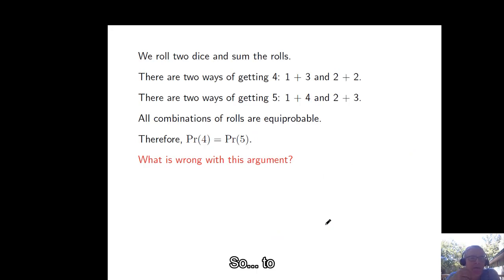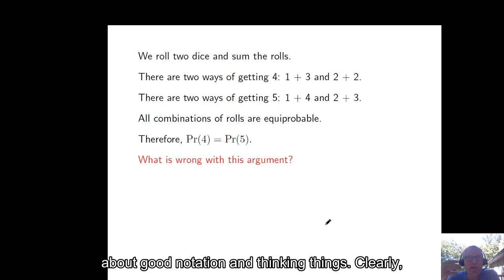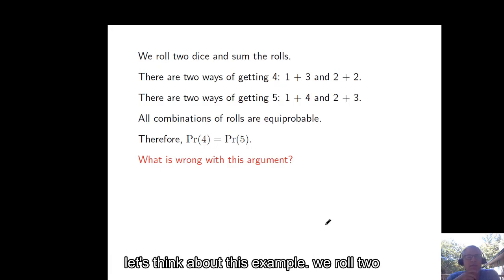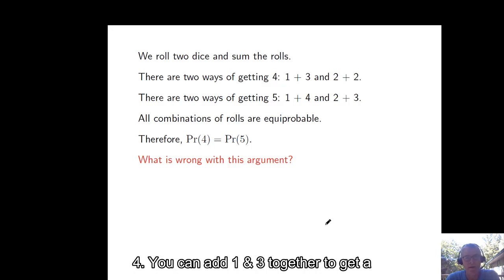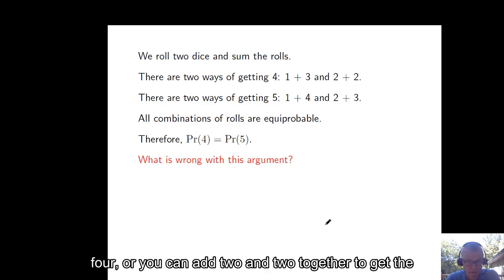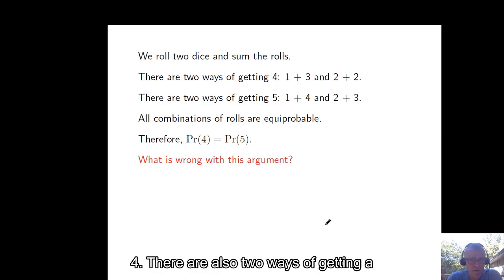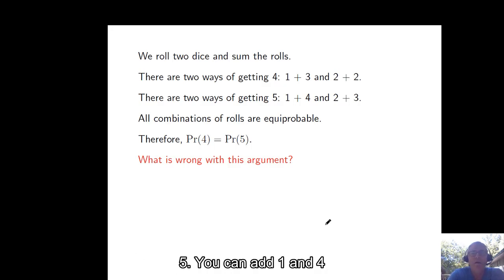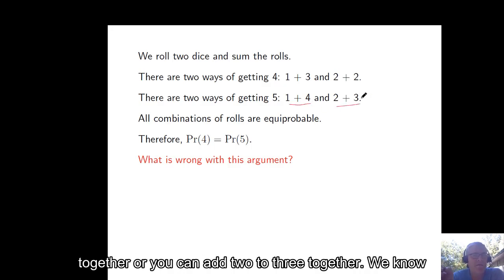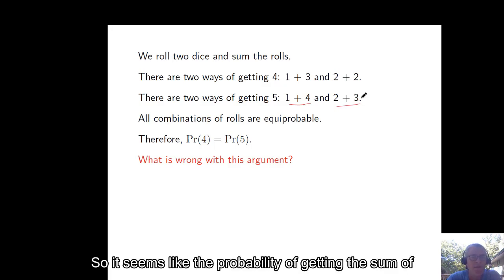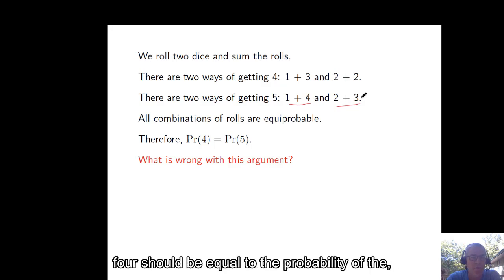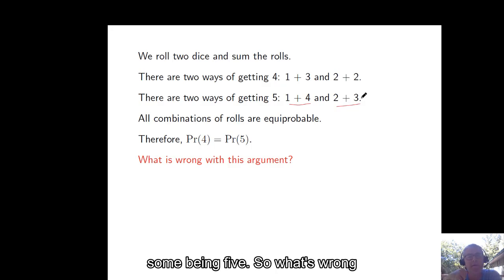Okay, so to emphasize why I talk so much about good notation and thinking things clearly, let's think about this example. We roll 2 dice and sum the rolls. There are 2 ways of getting a 4. You can add 1 and 3 together to get a 4, or you can add 2 and 2 together to get a 4. There are also 2 ways of getting a 5. You can add 1 and 4 together, or you can add 2 and 3 together. We know all combinations of rolls are equiprobable, so it seems like the probability of getting the sum of 4 should be equal to the probability of the sum being 5. So what's wrong with that argument?